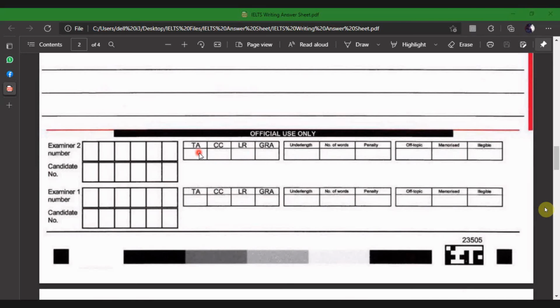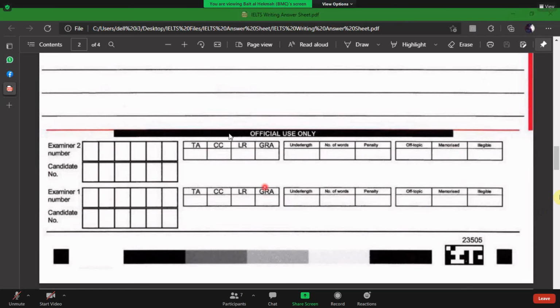Starting with TA. TA stands for Task Achievement. CC stands for Cohesion and Coherence. LR stands for Lexical Resource, and then GRA, Grammatical Range and Accuracy. For on-site, you can see it in the handout. As for online, I'll be sending it to you shortly. But this is what we're going to focus on today.